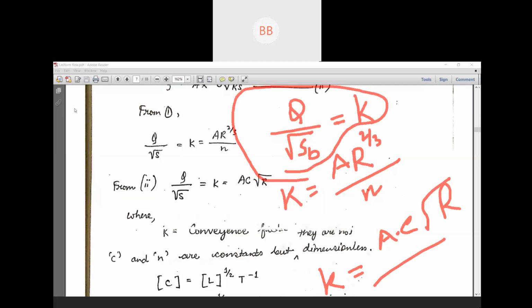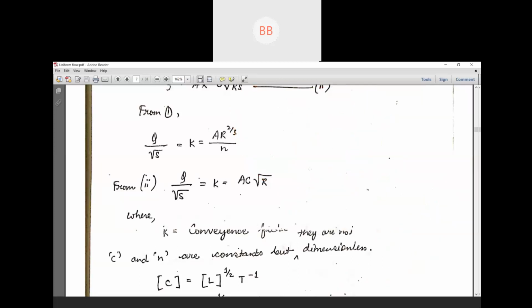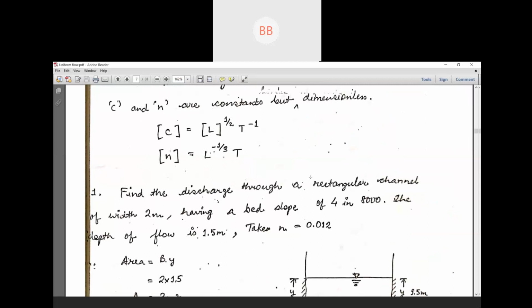So next we are going to solve numericals related to Manning's and Chezy's constant. I request you to take a pen and paper to solve the numericals.